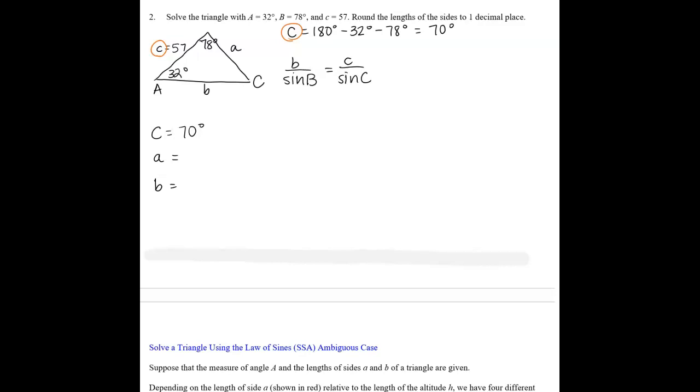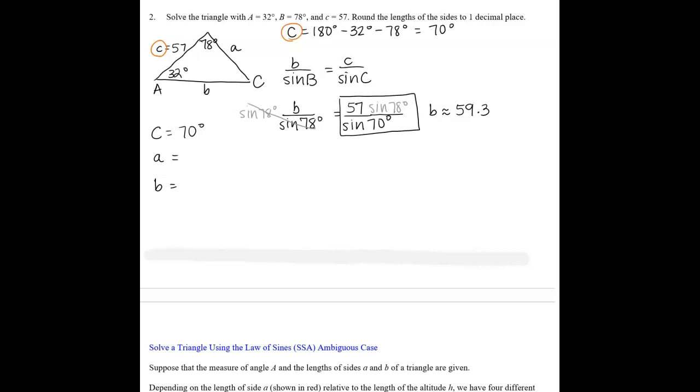I'll go ahead and plug into this ratio. We're trying to solve for little b. We know that capital B is 78 degrees, we know that little c is 57, and we know that capital C is 70 degrees. To isolate little b in this equation, we'll need to multiply both sides of this equation by sine of 78 degrees, leaving us with little b being approximately 59.3 when we put this expression in the calculator.